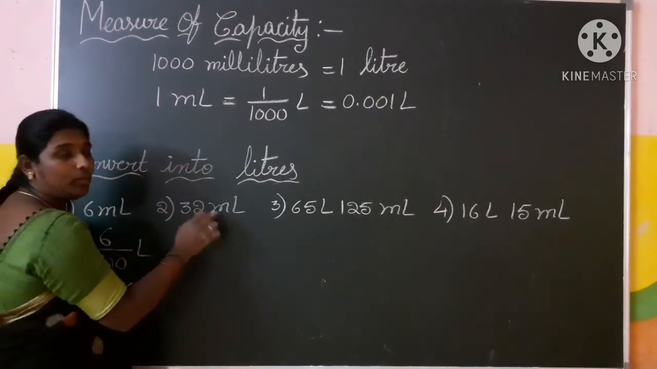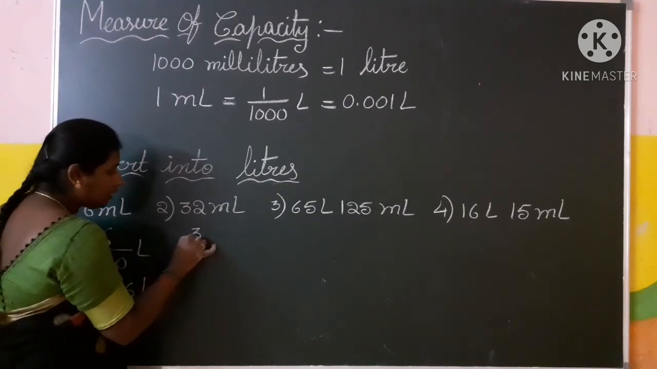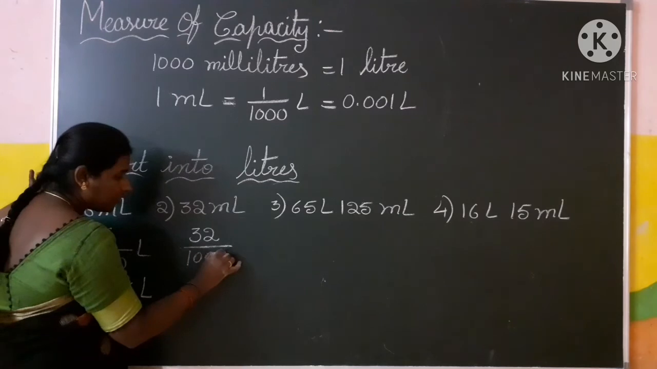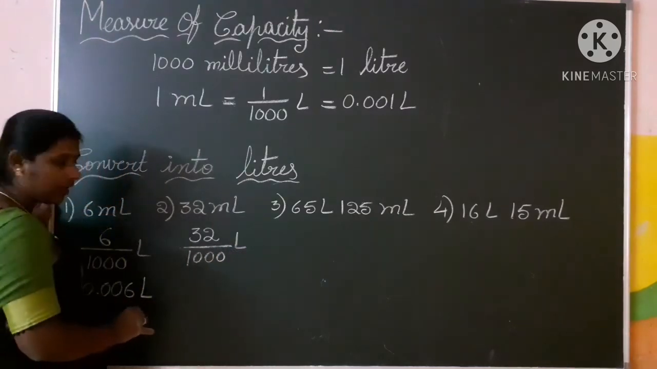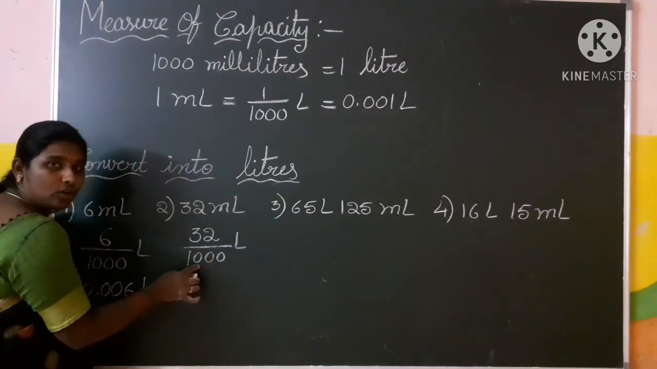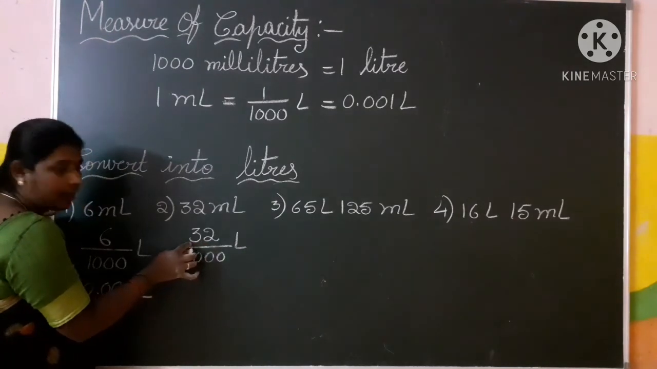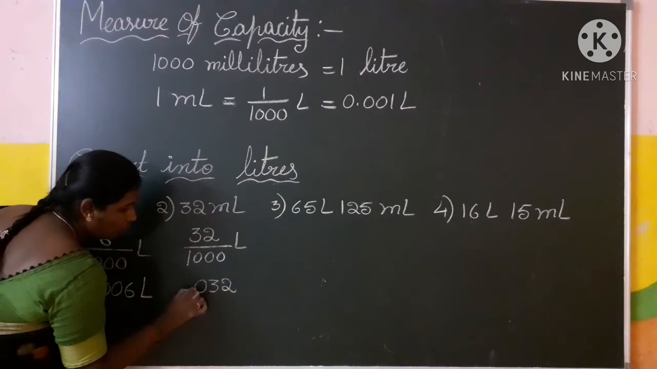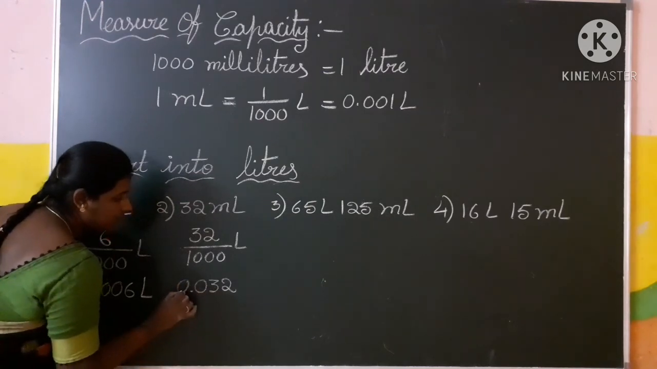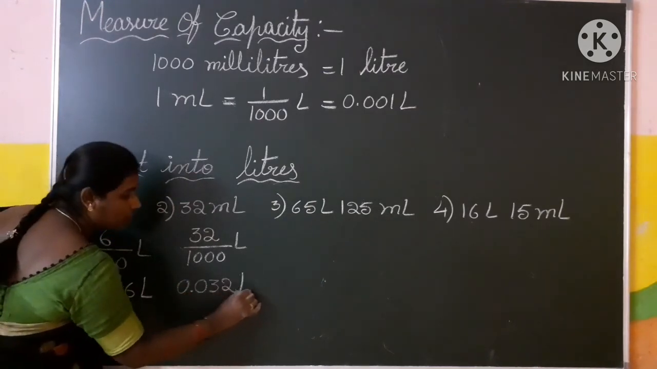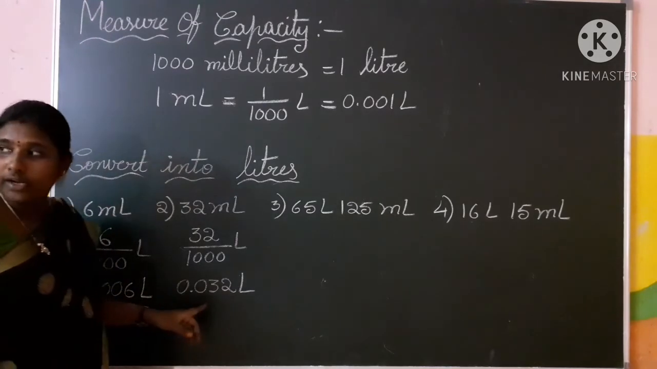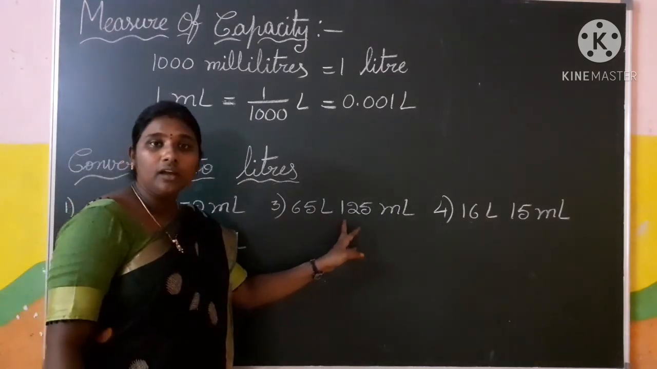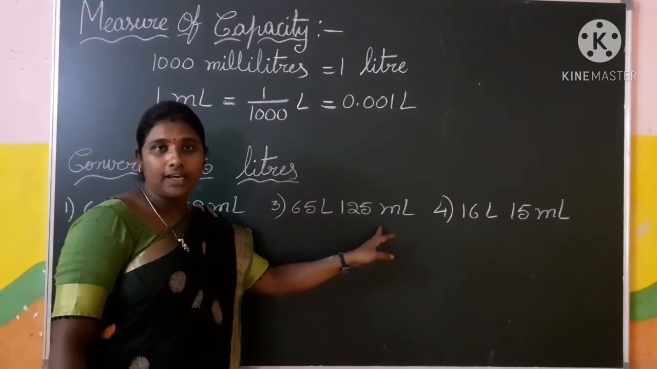Next 32 milliliters. 32 by 1000 liters. So here the denominator has 3 zeros, so we should put 3 numbers before the point. So here 2, 3, 0, 0.0. So the answer is 0.032 liters.